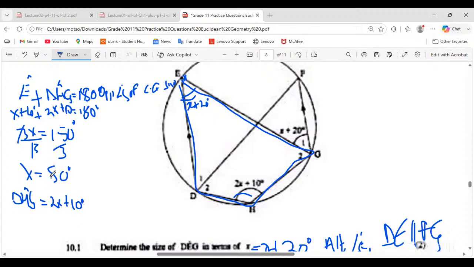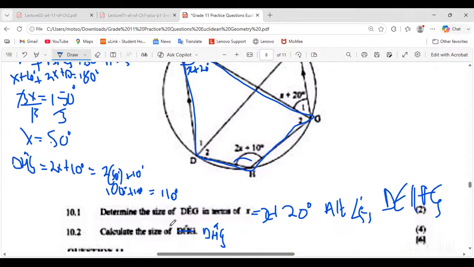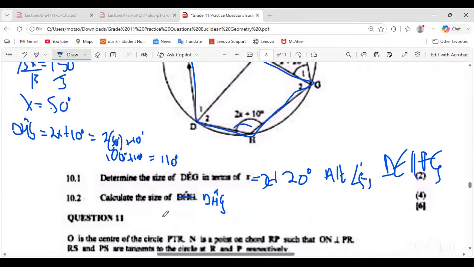Now, what are we going to do next? We're going to substitute the value of x there. 2 times x, x is 50, plus 10. 2 times 50 gives me 100 degrees plus 10 degrees. Then I get 110 degrees. Then you are done finding the size of the DHG.